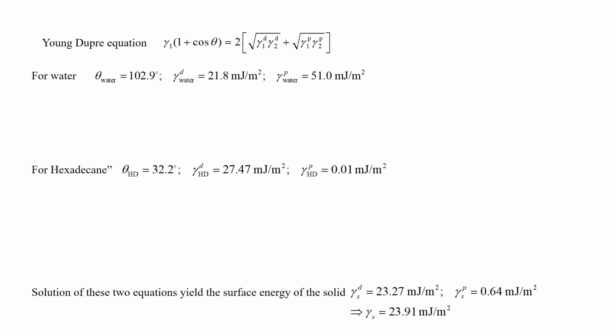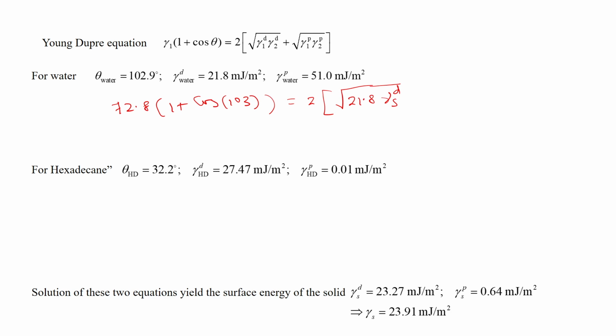So, here gamma L is 72.8. So, water here, so it is 72.8 into 1 plus cos of 103 here is equal to 2 into square root of 21.8, that is the dispersive component of gamma L for water, into gamma S dispersive component, which we do not know. So, that is gamma S dispersive component, or LW. I told you that I will use D and LW interchangeably.